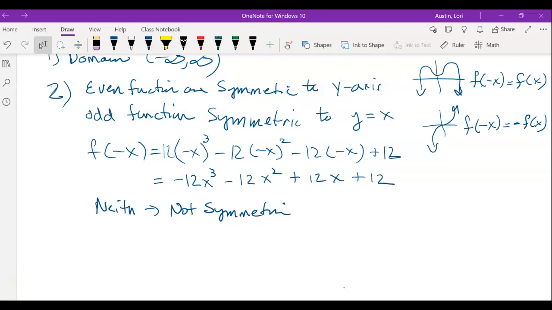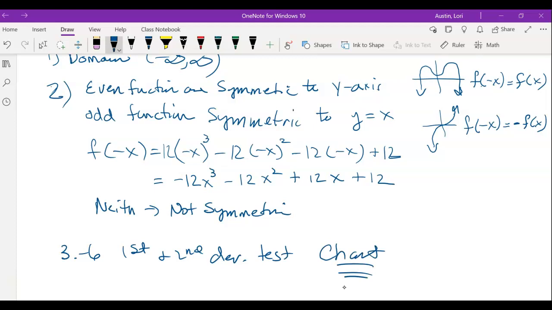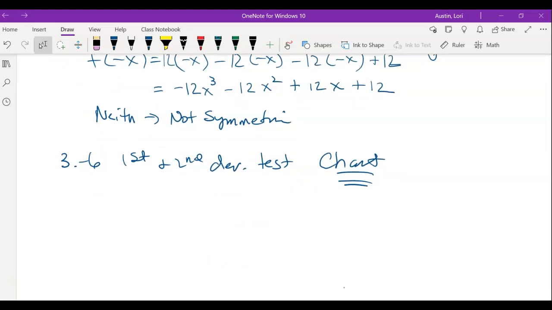Number 3, 4, 5, 6. We did that. That's the chart. That's where you would do that chart. Find your first derivative, find your second derivative, and do all that. Okay, it's done. So we already did that part. Let's jump down to 7.